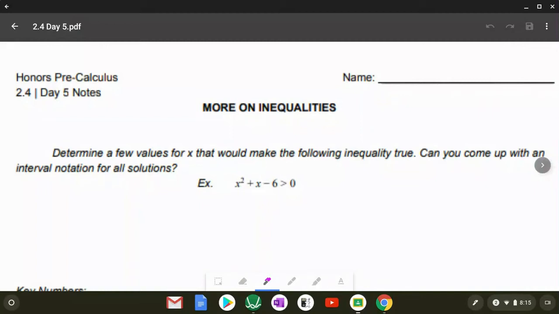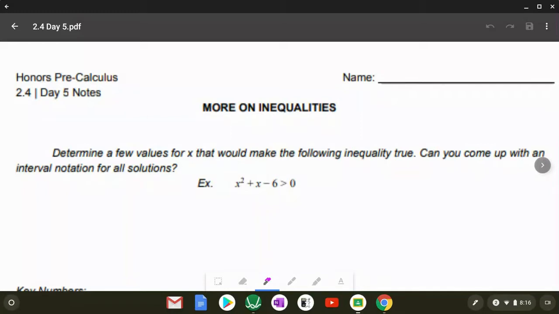So today we're on 2.4, day 5. We're doing some more work with inequalities, building on what we did before on day 4. You've done a problem like this in the past, so if you'd like to pause the video and try this problem and then come back, unpause it and just double check that you got it right, and then we can move on to some more difficult examples.